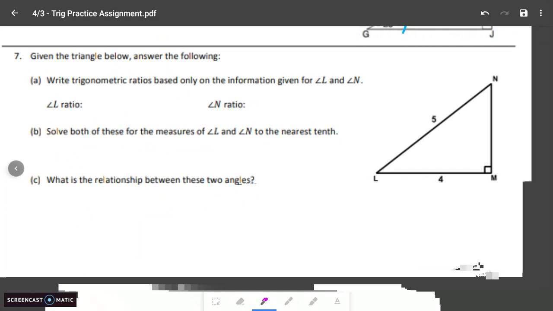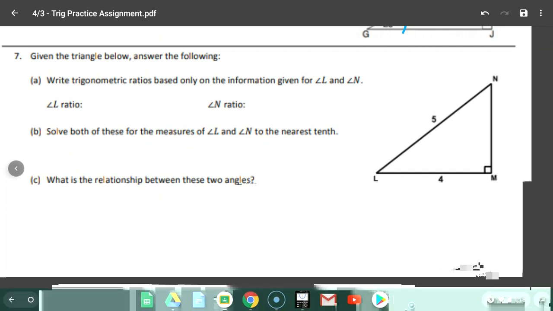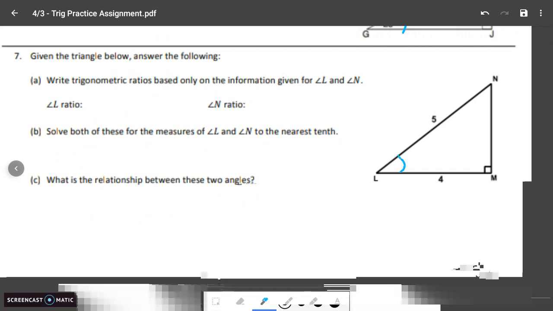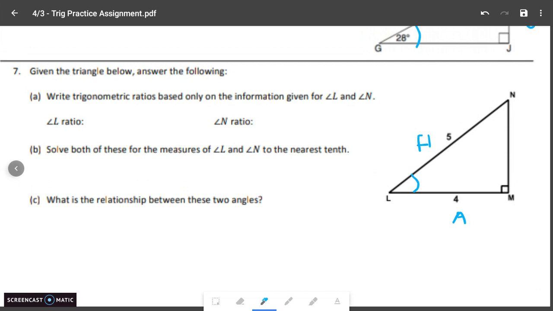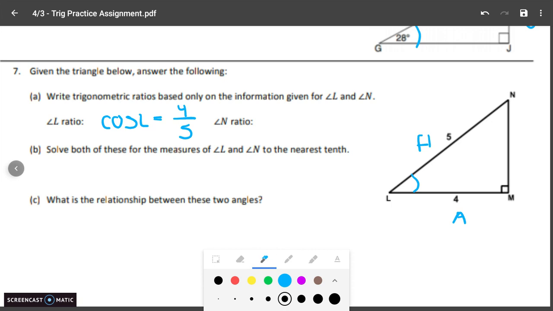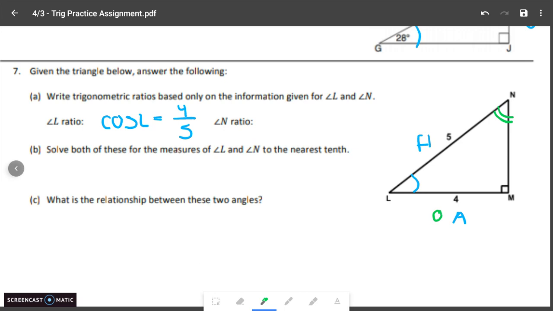And finally with 7. First, I'm looking for write a trig ratio based on the information given for L and N. So if I first find L, I'm looking at my adjacent and the hypotenuse. So that means it's cosine. And then if I'm looking at angle N, it changes because now this is the opposite, but the hypotenuse is still in case. So that's sine of L equals 4 over 5.